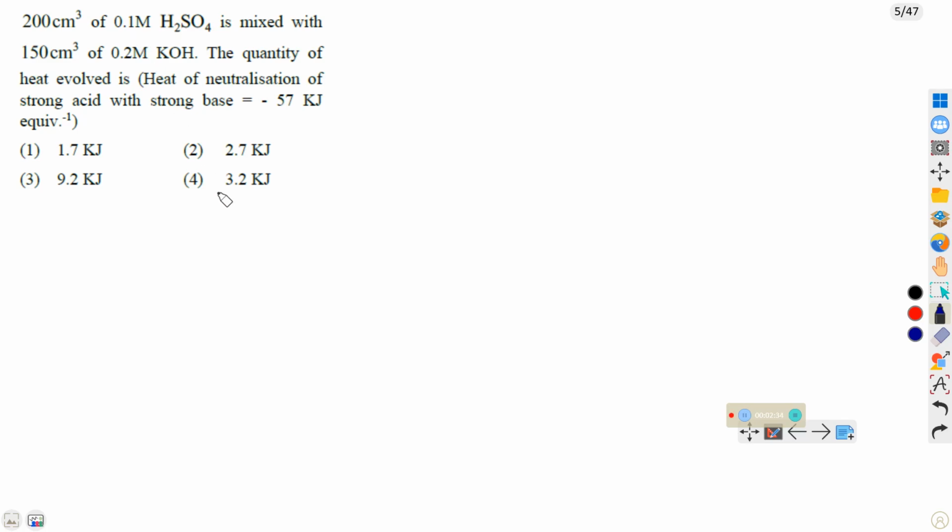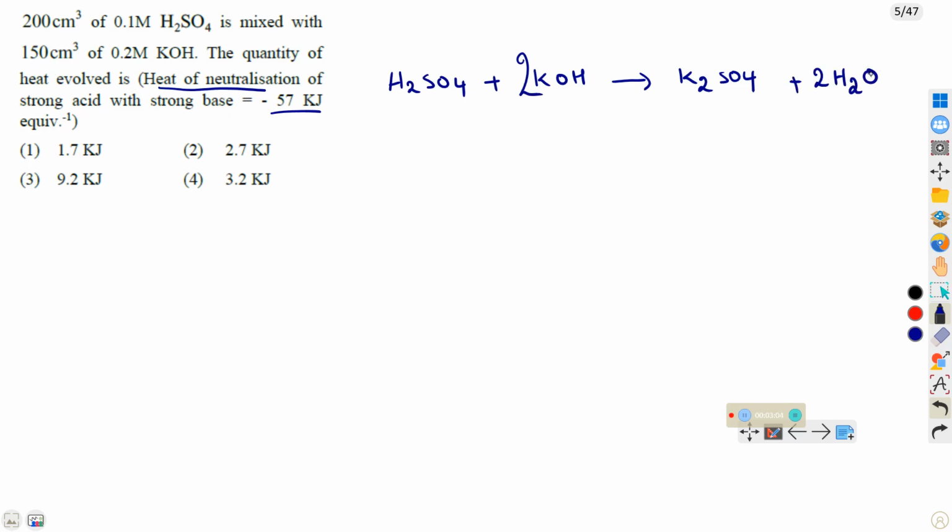200 cm cube of 0.1 molar H2SO4 is mixed with 150 cm cube of 0.2 molar KOH. The quantity of heat evolved is asked; the heat of neutralization of a strong acid with a strong base is given here. H2SO4 combines with KOH, then it gives salt. Acid plus base combines to give salt plus water. H2SO4 is a strong acid, KOH is a strong base.